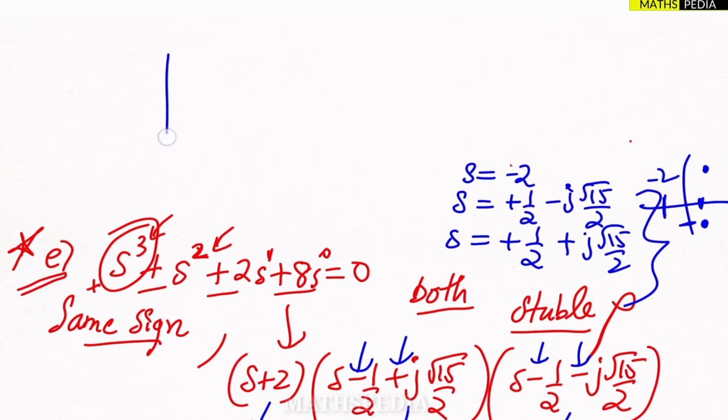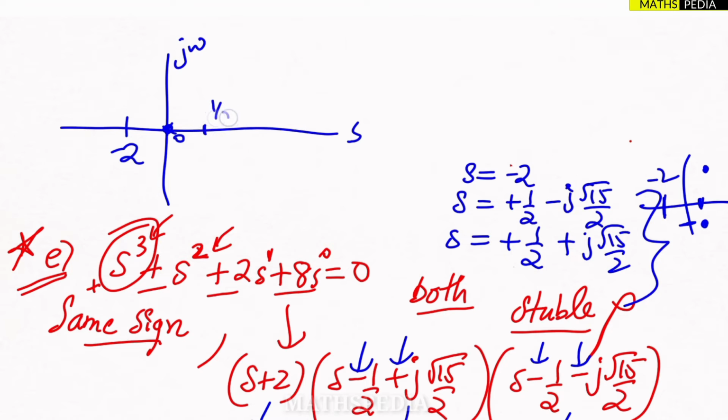Okay, so here if I try to plot this, j omega axis is there, and 0 is there. Now minus 2 will be somewhere around here, as the s value. Then plus 1 by 2, I'll take this as half, and minus j root 15 by 2, a complex number, so one root will be somewhere here, and one more root somewhere over here, this is plus j root 15 by 2. So here you can observe that these two roots are on the right half of the s plane, on the right side, but this one is on the left side.